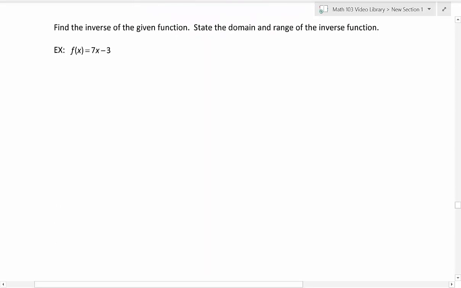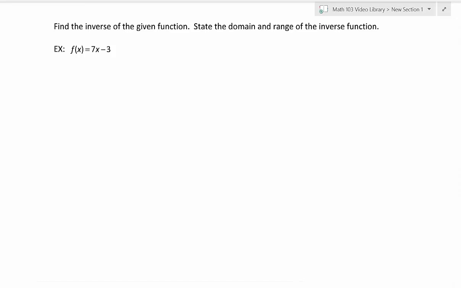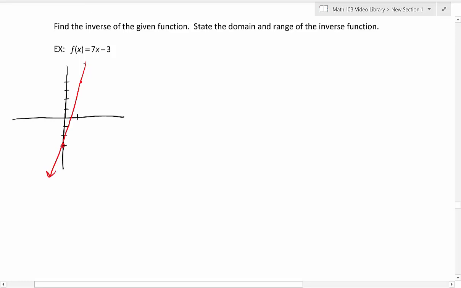Let's find the inverse of each given function, and we'll state the domain and range of the inverse function. So the first thing to do is to determine whether this is a one-to-one function. We'll draw a graph of f of x. This is a line with a y-intercept of (0, -3) and a slope of positive 7. And when we draw this in, we get this diagonal line.